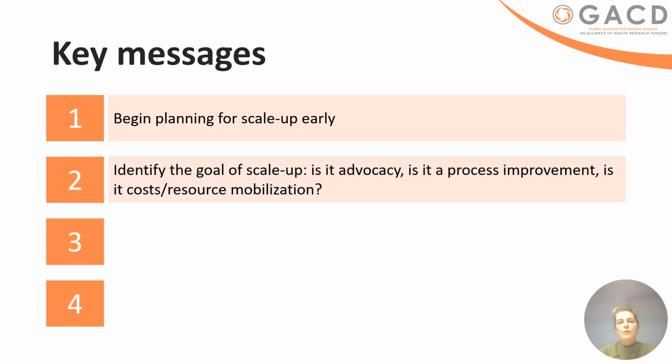Secondly, identify the goal of scale up. Be clear on the purpose. Is it to advocate for policy change, to improve processes, to mobilize resources? Each goal will shape the strategy and action required. So for example, advocacy may prioritize stakeholder engagement, while process improvement might focus on workforce training.